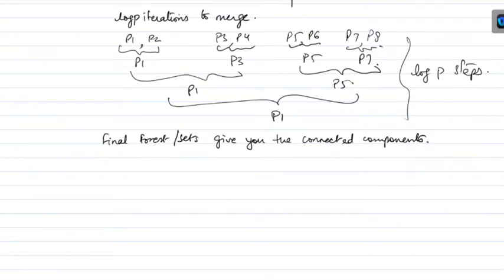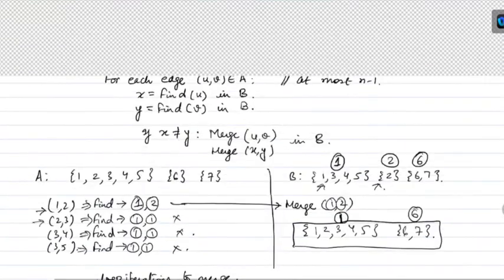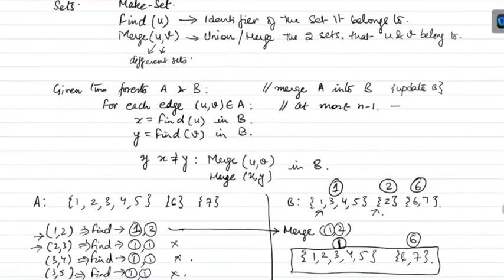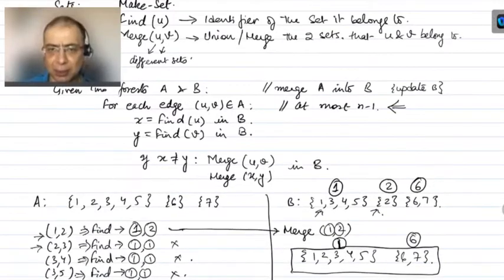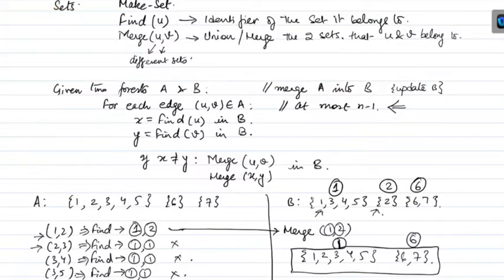Let's analyze this. We said that there are at most n-1 operations. That part is clear: n-1 edges. So this loop will be executed n-1 times when I'm doing a merge. And how many finds am I doing? Inside this, I'm doing 2 find operations and at most 1 merge operation.